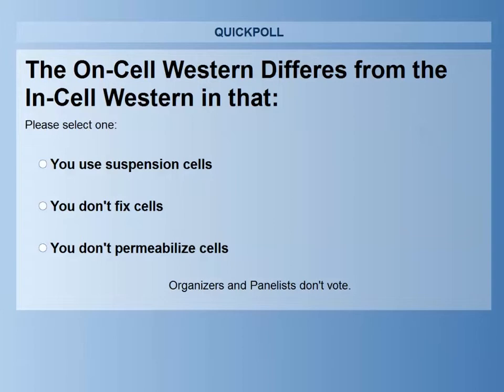Great. It seems like a good number of you are familiar with what the In-Cell Western Assay is. The correct answer here is B. The On-Cell Western Assay differs from the In-Cell Western Assay in that we do not permeabilize our cells. Now, if we don't permeabilize our cells for these assays, then our target of interest we're probing for needs to be extracellular to the cell.